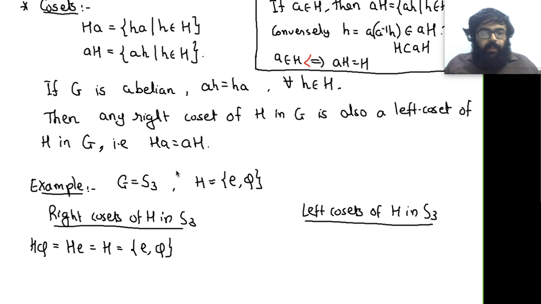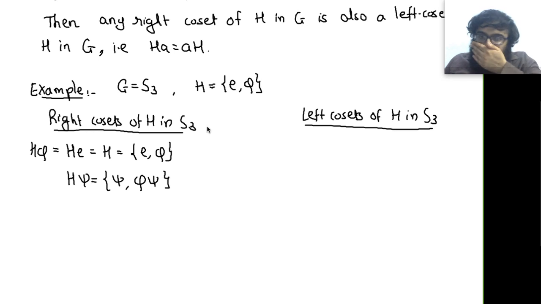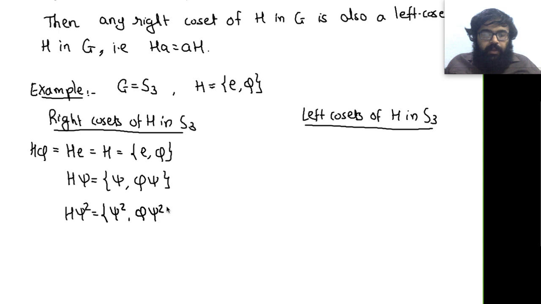Okay, so that is He, and then there was H psi. H psi equals, we have psi and phi psi, right? So psi is multiplied from the right. So e psi is psi, and then phi psi. And we have H psi square, which was psi square, and then phi psi square. But phi psi square is nothing but, we know, psi phi. So these were the three. And what about the other two elements?